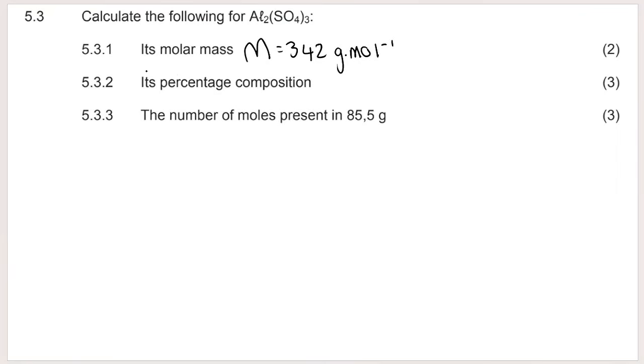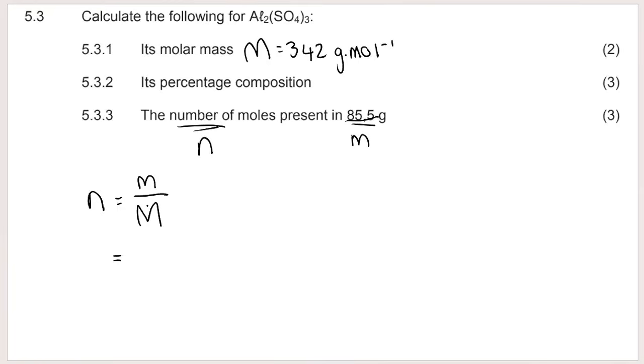The next question wants the number of moles present in 85.5 grams. So number of moles is n, 85.5 grams is little m, and we have big M. You should know the formula that we're going to use is number of moles is equal to mass divided by molar mass. If you want more information about these, when to use what formula, watch my previous video on stoichiometry, linked above.